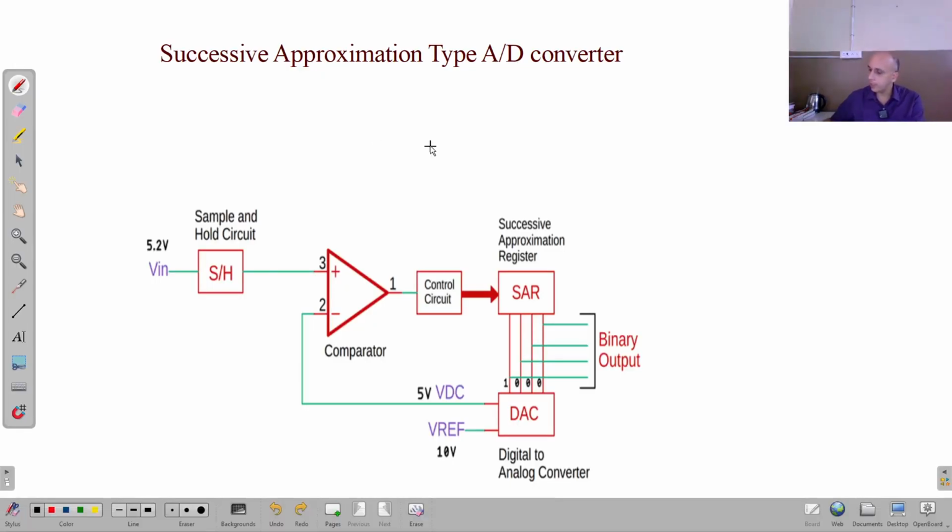In this lecture, I am going to discuss the next type of A to D converter. You can see here, this A to D converter is the successive approximation type A to D converter. In the previous lecture, I discussed the counter type A to D converter, and we have seen that it was suffering from a major drawback, and the drawback was the resolution time, right?